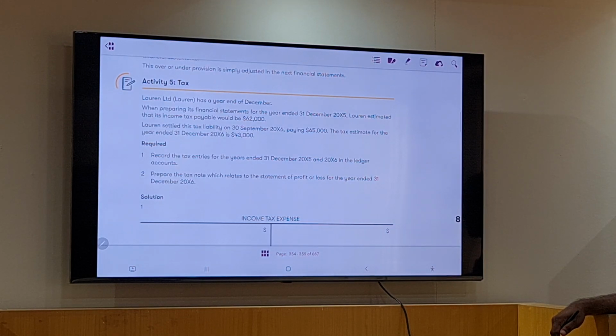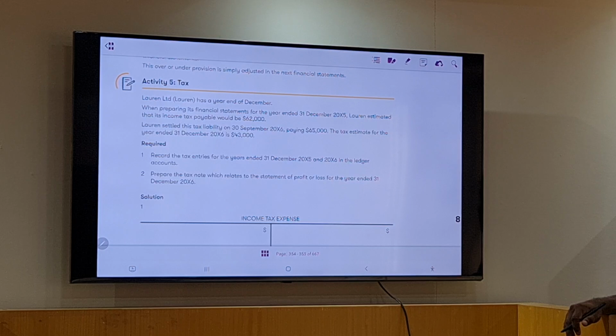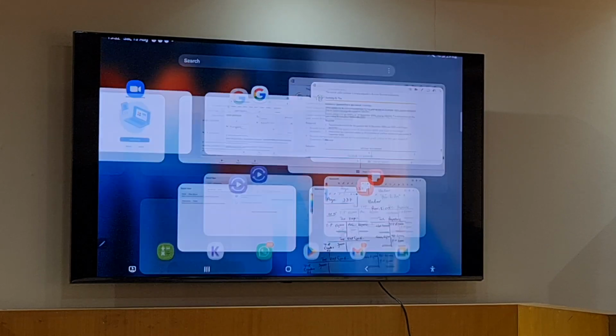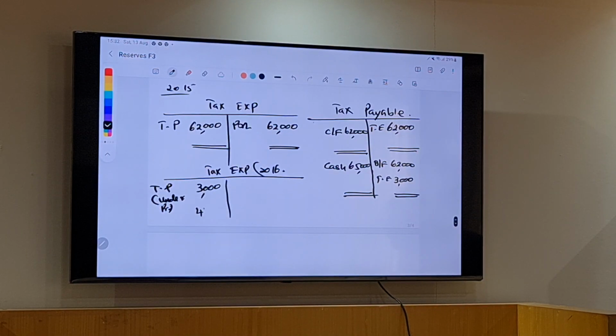Lawrence settled this liability on 30 September 2016. See, it's clear. We calculate tax liability for 31 December 2015, but we settled this the next year after several months. The tax estimate for the next year became 43. Now the same double entry. 43,000 tax payable. That will come here now. Actually, I should not balance this. Tax expense.